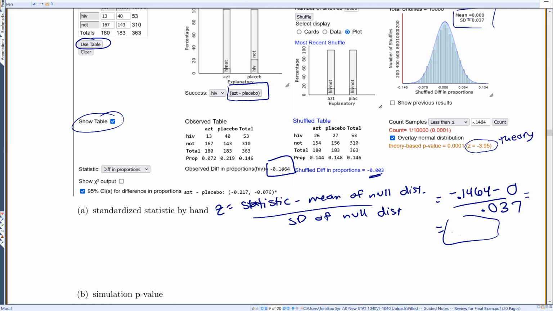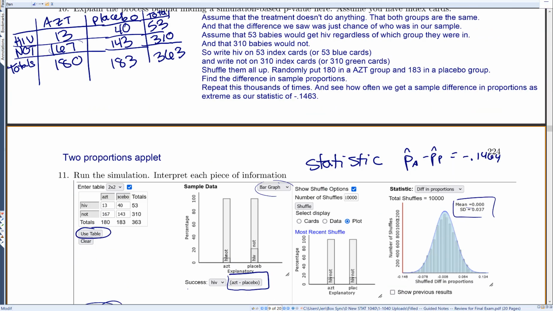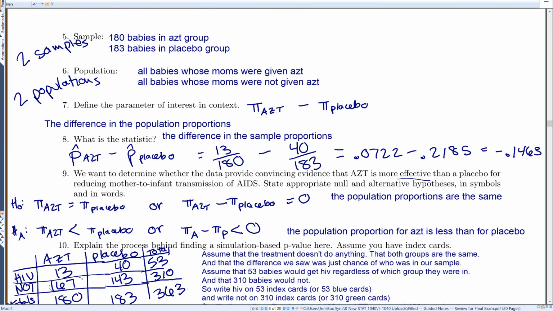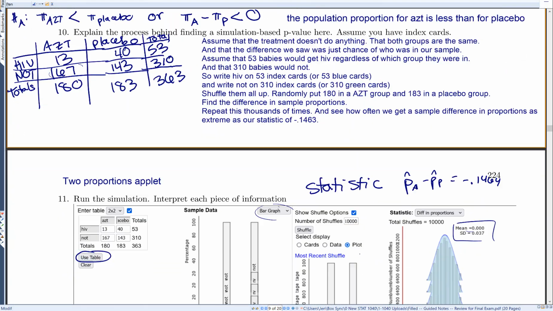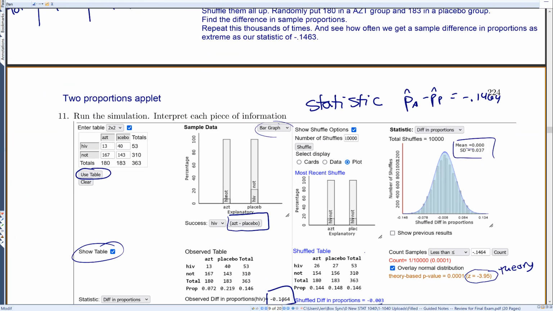If I don't type in my calculator wrong, I get negative 3.9567. Okay. So you'll notice my simulation one and my theory-based one are very similar, definitely close enough that you could get the right answer on multiple choice. See, my simulation p-value, well, what do I want to count? Remember your alternative hypothesis was a less than. Let's see right here, we're looking for a less than. So we need to be looking to shade to the left on ours, okay?